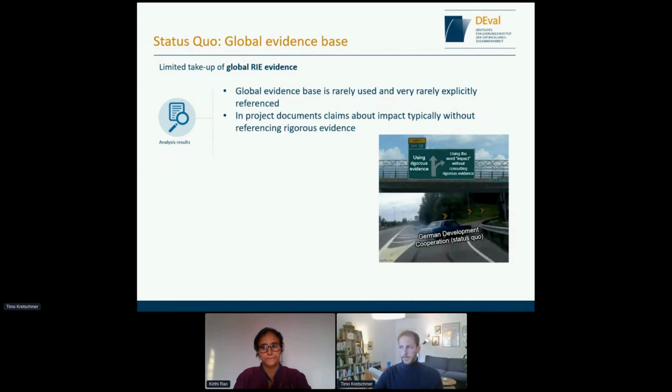Of course, this little graphic that we included here is not true for every individual or every project. There are very good examples of how it could be done and good examples of good evidence use, but that's just not the overall picture.